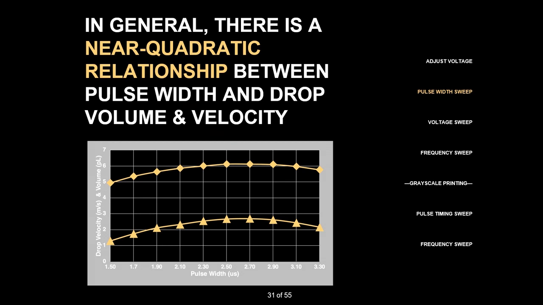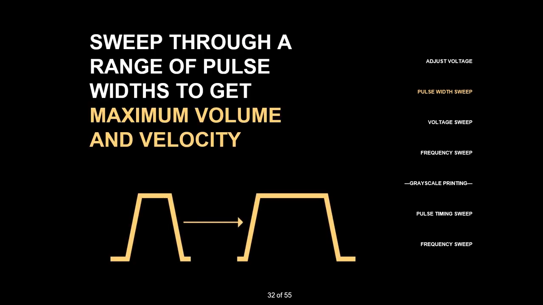So here's an example with numbers of what that would look like, but we also have an example coming up with an actual picture so you can see what this looks like. So simply, we're just going to sweep through a range of different pulse widths and find which one gives us the maximum volume and velocity. That will be our optimal one for the time being.